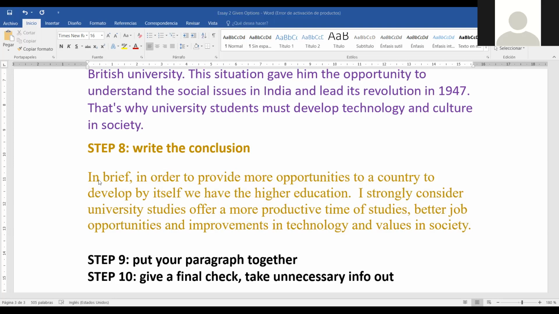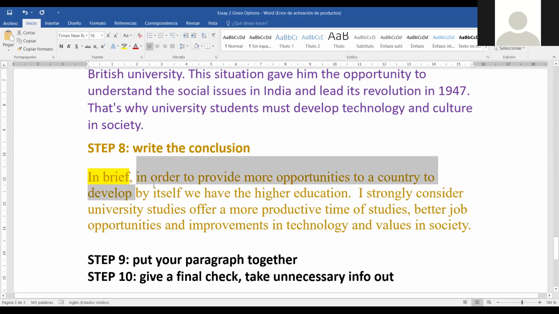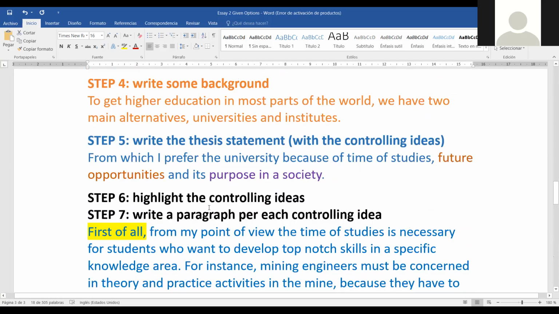So in this part, this is my transition, also in brief. You have many options here, like in conclusion, in a nutshell, in brief, to end, to finish. Then a comma, do not forget. So in the next part, what I said is that I paraphrase what is stated in my thesis statement.